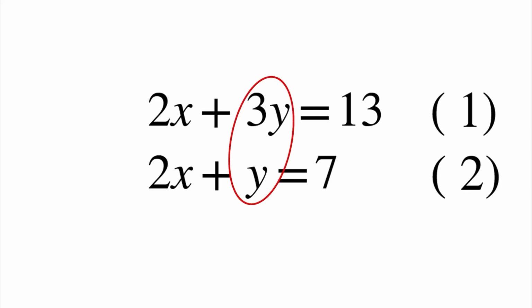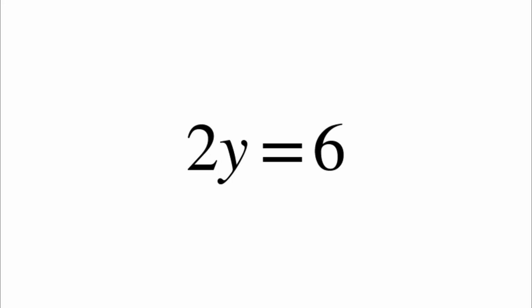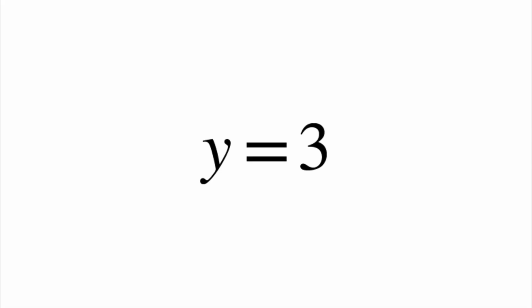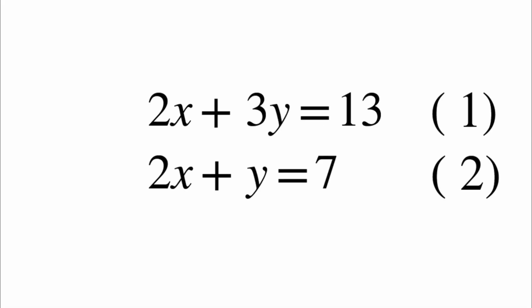In this instance we have 2x in both equations, so we're going to take one equation away from the other. This will then cancel out the x's. The 3y minus the y will leave us with 2y, and the 13 minus 7 will leave us with 6. This will leave us with 2y equal to 6, and therefore y equals 3. So far then we've worked out our y variable, but we still don't know what x is.